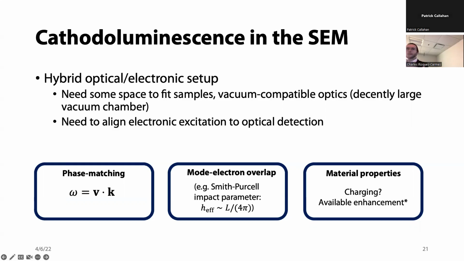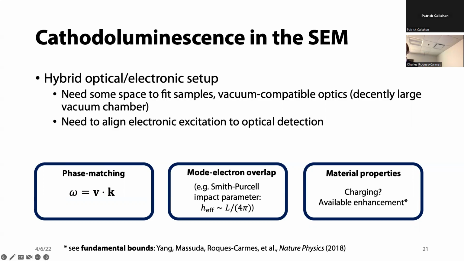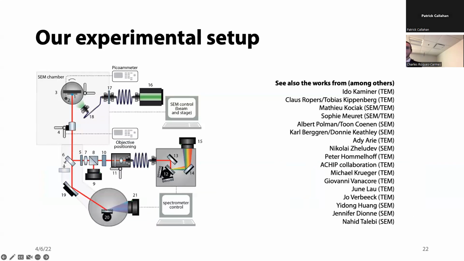And I haven't talked at all about material properties yet, but typically if we have materials that charge a lot, like dielectrics, this can be a problem because then we get unstable signal because a part of the beam is always bombarding the structure. The last interesting part that's related to material has to do with the amount of available enhancement. And there's been work also by our group on deriving fundamental bounds on the amount of radiation that can be extracted from free electrons interacting with arbitrary nanophotonic structures.